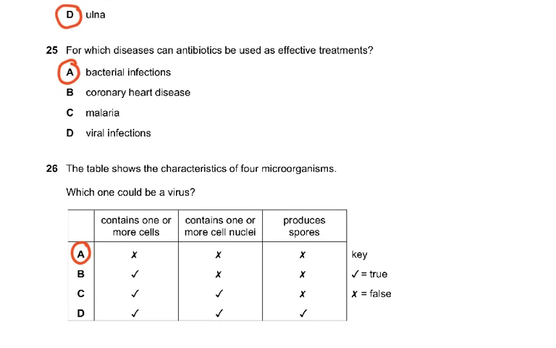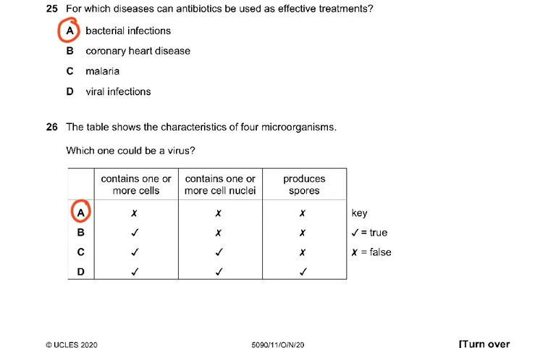Then coming on to question number 25, for which diseases can antibiotics be used as effective treatments? It's only and only bacterial infections. We only give antibiotics, B for bio, B for bacterial infections, and the disease that you study as a bacterial infection is syphilis. Malaria is caused by Plasmodium. Coronary heart disease is due to other factors, and viral infections, like AIDS, are viral. We do not give antibiotics in that.